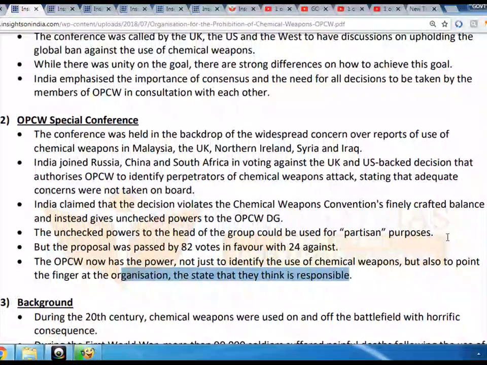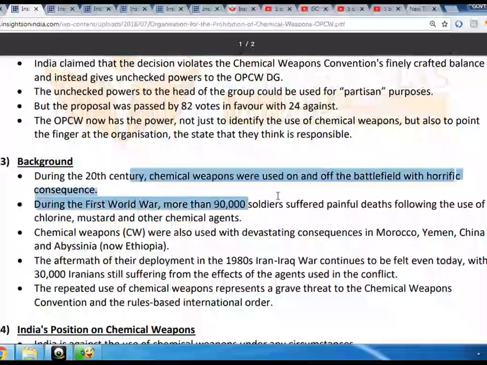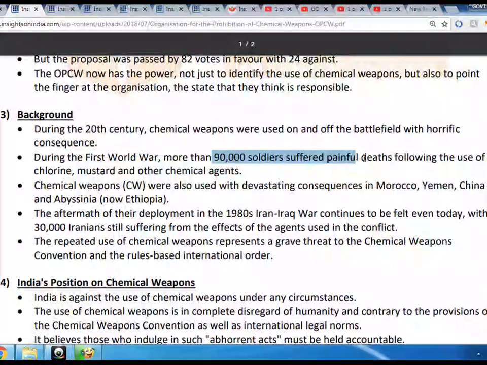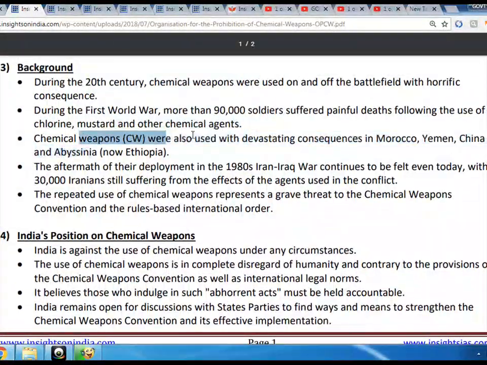3. Background. During the 20th century, chemical weapons were used on and off the battlefield with horrific consequences. During the First World War, more than 90,000 soldiers suffered painful deaths following the use of chlorine, mustard and other chemical agents. Chemical weapons, CW, were also used with devastating consequences in Morocco, Yemen, China and Abyssinia, now Ethiopia. The aftermath of their deployment in the 1980s Iran-Iraq war continues to be felt even today, with 30,000 Iranians still suffering from the effects of the agents used in the conflict.